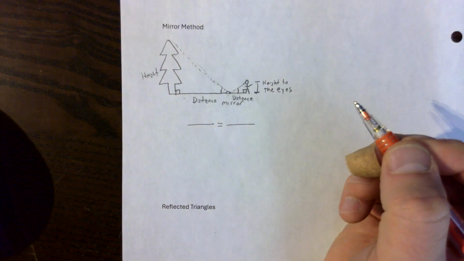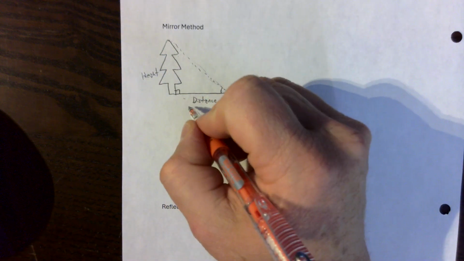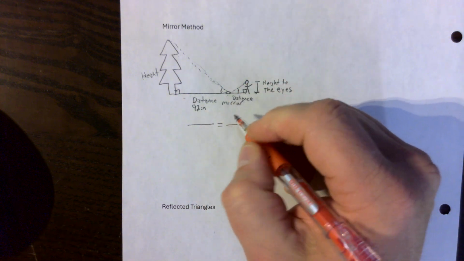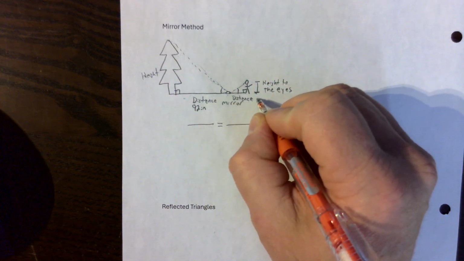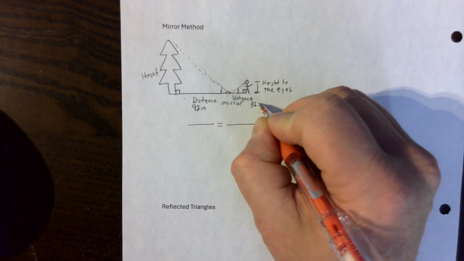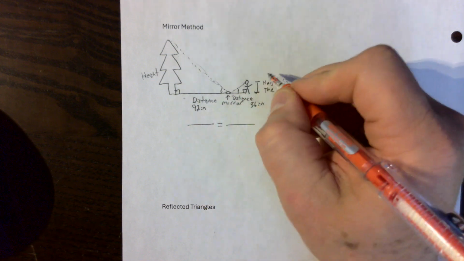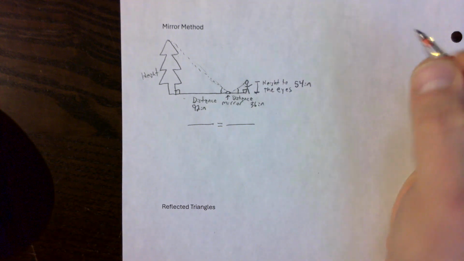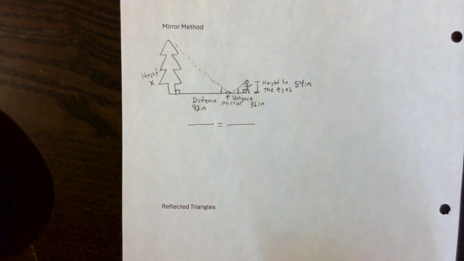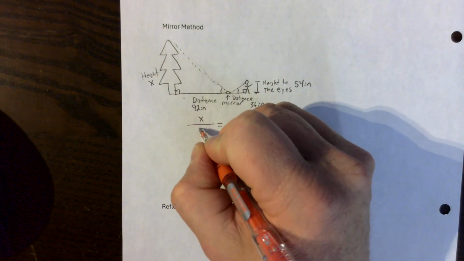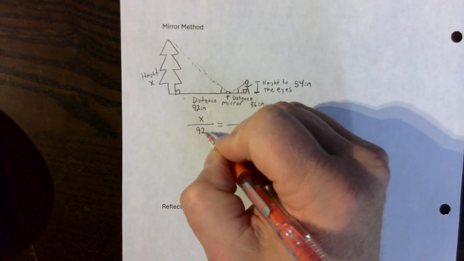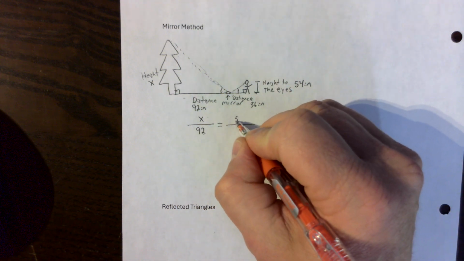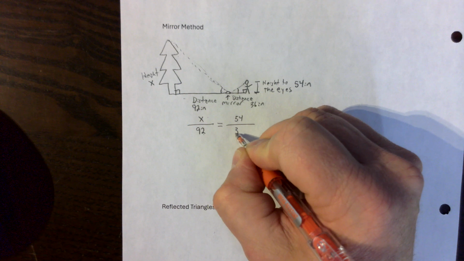I guess I have to give you some values here, though. In this case, we're going to say this distance is 92 inches. The distance a person is from the mirror is 36 inches. So we say this is 36 inches. That's the mirror. And then the height of the person's eyes is going to be 54 inches. And then we're looking for the height of the tree, which is going to be our variable. So it'll be x over 92, height of the tree over the distance from the tree to the mirror, and then height of the person over the distance the person is from the mirror.